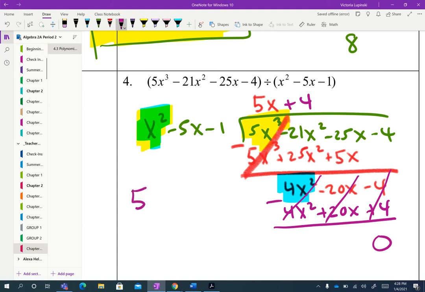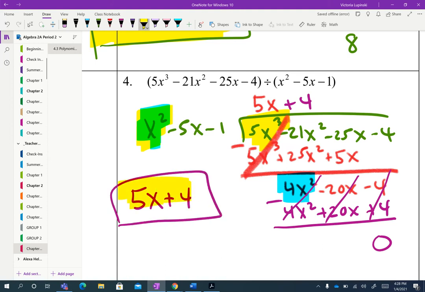So if the question is how many times does this divide, then the answer is 5x plus 4. You could say plus 0 over the divisor, but when the remainder is 0, life is good, and you can just go ahead and disregard the remainder altogether.